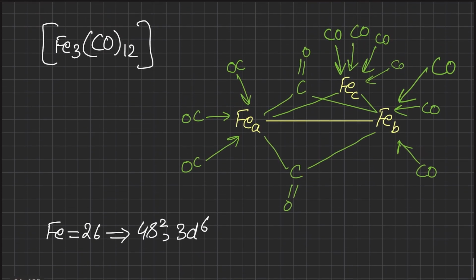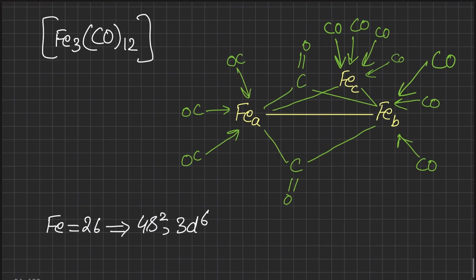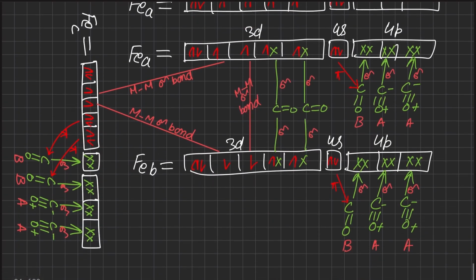So this was the geometry of Fe3CO12, which includes bridging carbonyl. That means this molecule also shows an IR peak at 1850 per centimeter.